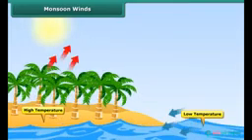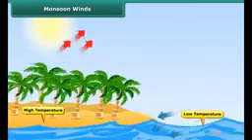As a result, the warm air being lighter rises up and expands. This causes the winds to flow from the oceans towards the land. We call these winds monsoon winds. The monsoon winds carry water from the oceans and bring rain.